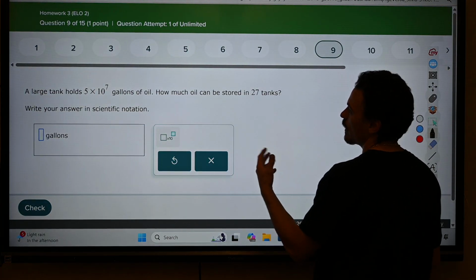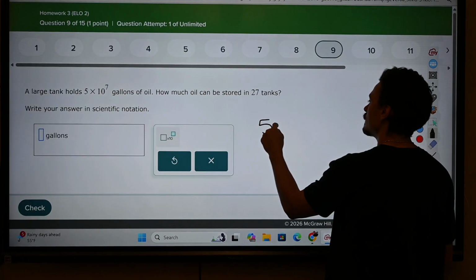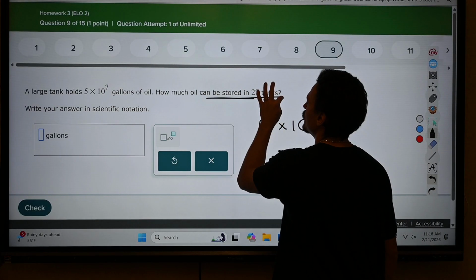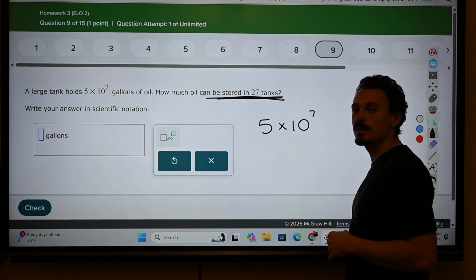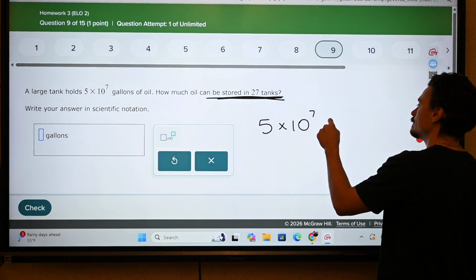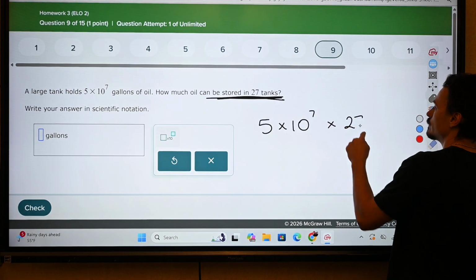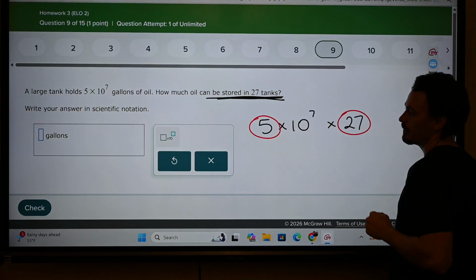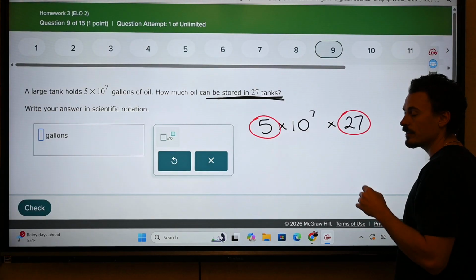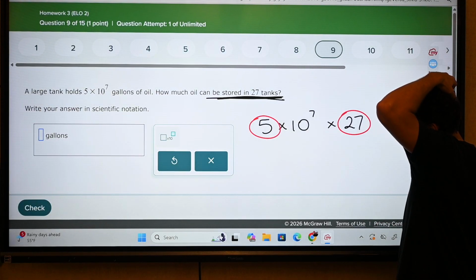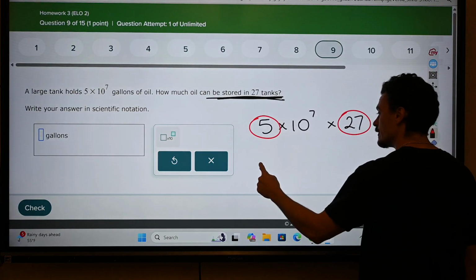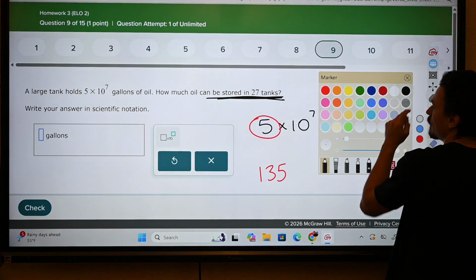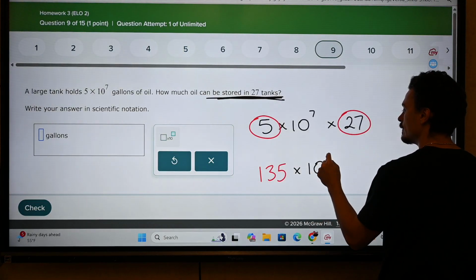Here, a lot of people are getting stuck on these. It literally just wants you to read the question, and then it wants you to multiply. Since this is a factor and this is a factor, you could just multiply them together. 27 times 5 is 135. And then we have times 10 to the 7.